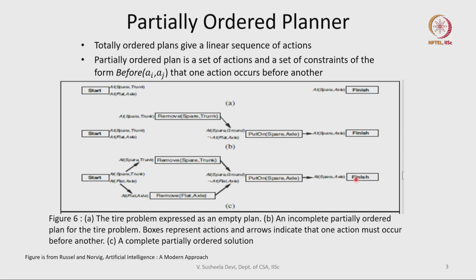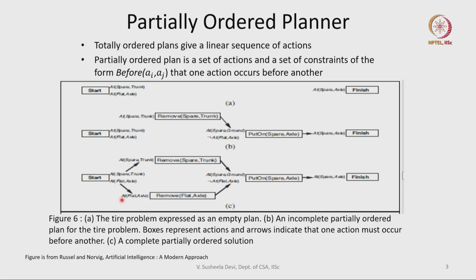So if we come to the third step over here, the only precondition that is left is not at flat axle. So how do you satisfy this? By removing the flat from the axle. And what is the precondition of this? At flat axle, which is already there at the start state. So this gives you your entire plan. So this is a complete partially ordered solution.